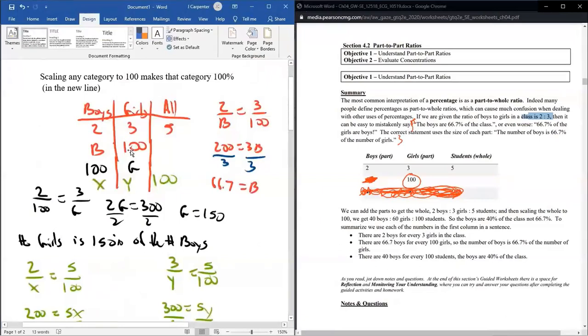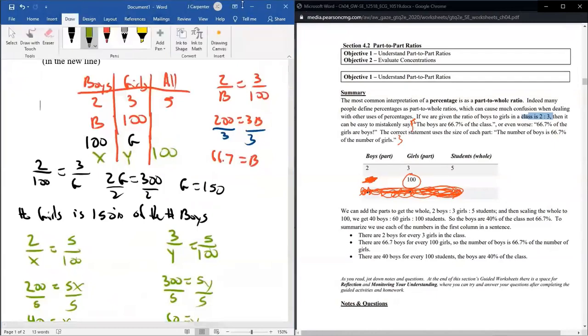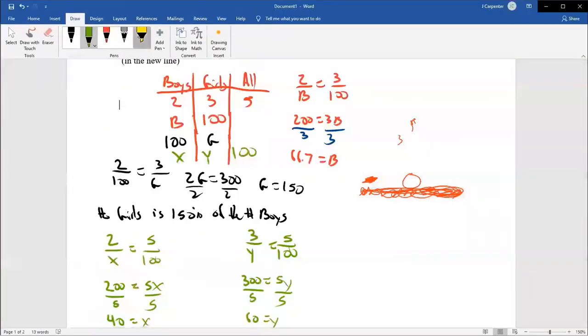Scaling a part to 100 gives you a way of comparing one part to another. And what's really interesting is, look how drastically different these numbers were. When you compare the boys to the girls, thinking of the girls as a baseline, the boys were 66.7% of them. But when you think about the boys as the baseline of 100%, the girls are 150% of them. This demonstrates a very important property: when we think about a percentage of one category versus another, it really matters which one you're calling the baseline.